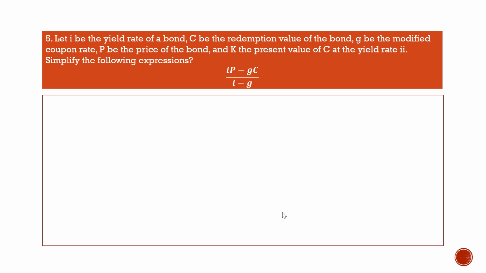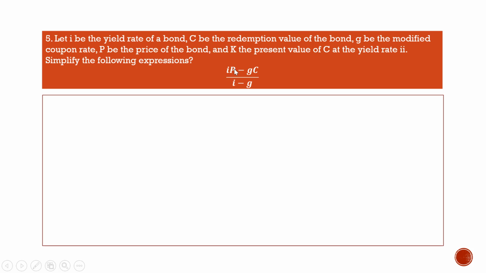Problem number 5. Let i be the yield rate of a bond. C is the redemption value of the bond. g is the modified coupon rate, that means the special coupon rate. P is the price of the bond. K is the present value of C at the yield rate i. Simplify the following expression: (iP - gC) / (i - g). Here the question mentions K, so I am going to try to derive this formula in terms of K.